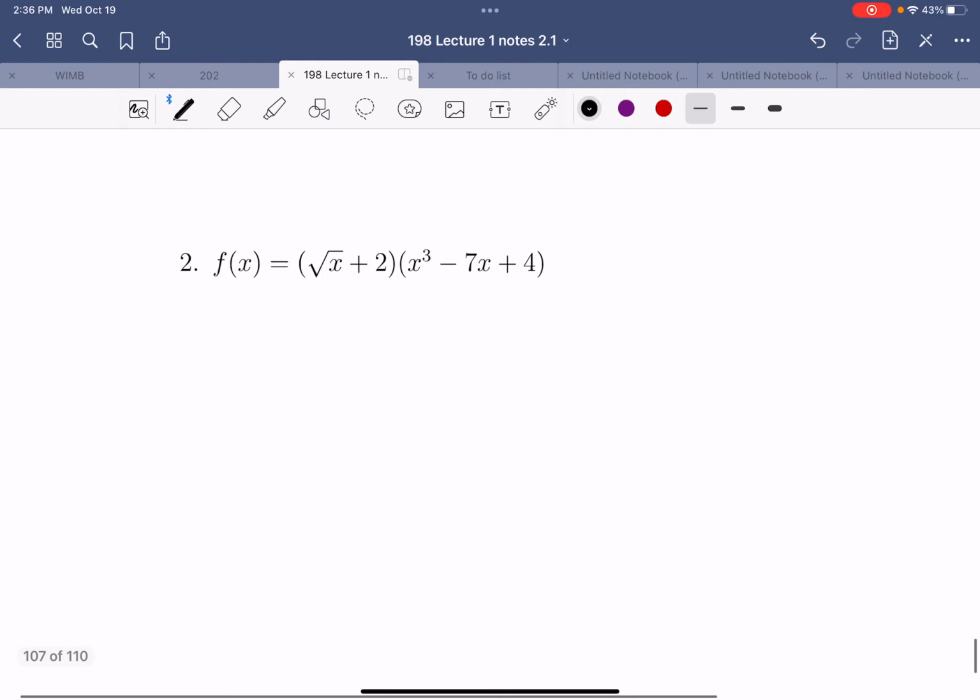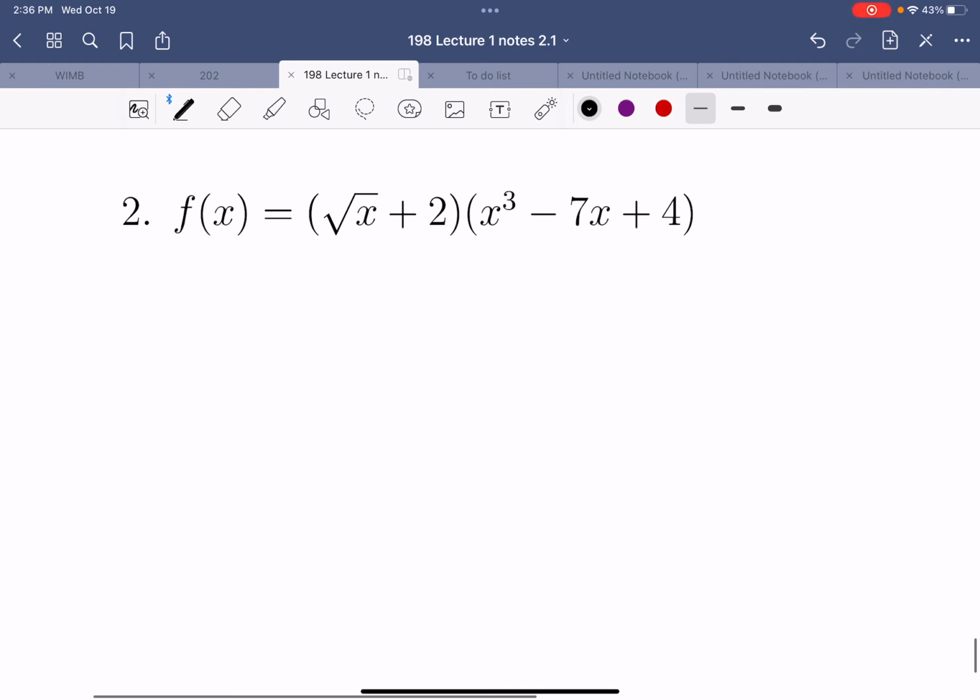On to number 2. Another product rule here because they're being multiplied, but this time I've got to deal with the square root of x, so we don't want to forget about that. This will be my function 1. This will be my function 2. Function 1, I'm going to rewrite the square root as x to the 1/2 plus 2.